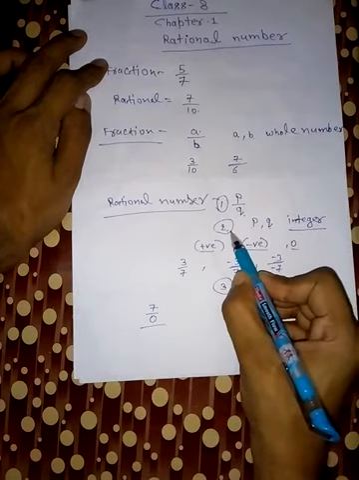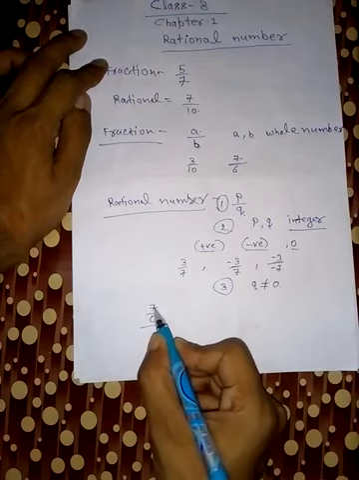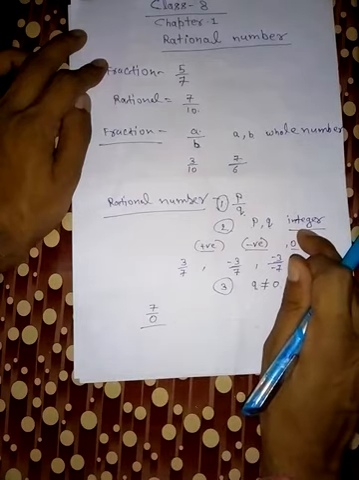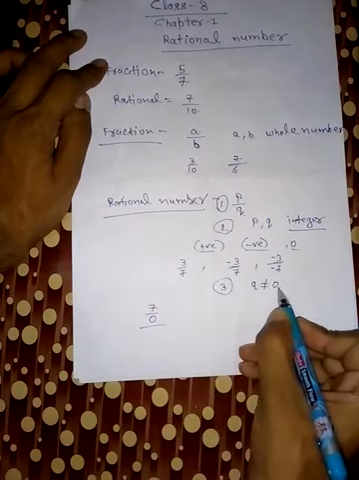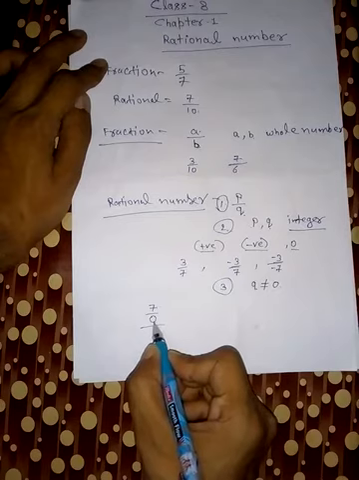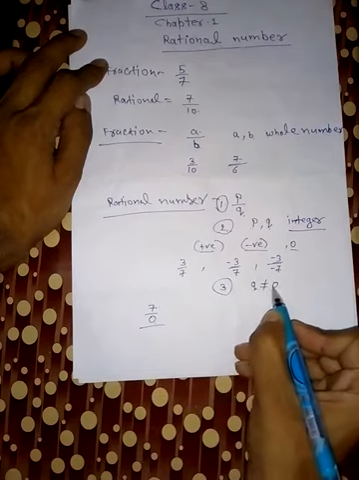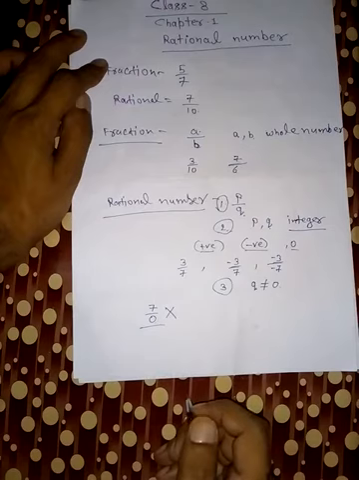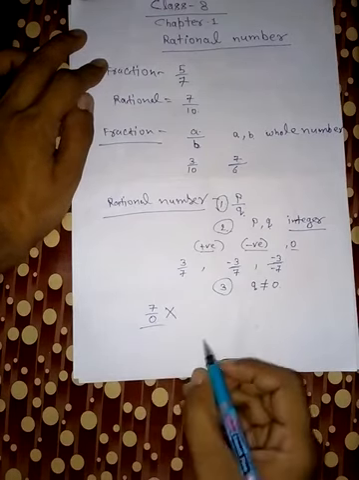Let's move to the second property. p and q are integers. Yes, 7 is an integer, 0 is also an integer. So the second property also qualifies for this number. Now move to the third property. q must not be equal to 0. So here p is 7, q is 0. That means q is equal to 0. But we need q should not be equal to 0. That means 7 by 0 is not a rational number. I think you have understood how you can identify whether a number is a rational number or not.